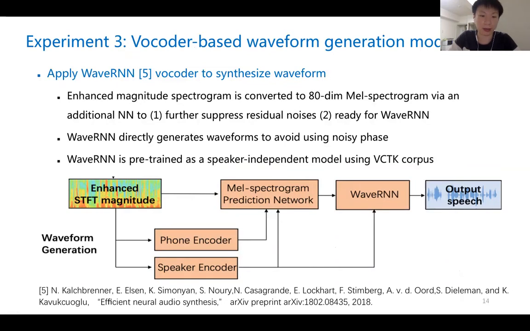For the third experiment, we tested the vocoder-based waveform generation module. After we get the enhanced magnitude, we apply inverse STFT to generate the waveform. So this is what we did so far. But this would introduce a noisy phase. So instead, we try to apply a waveform vocoder to synthesize the waveform in this experiment.